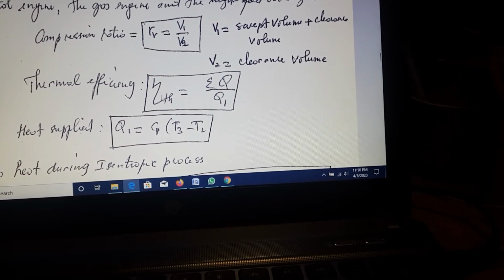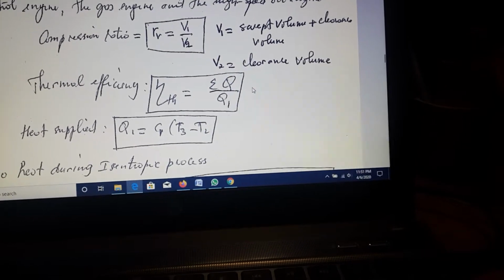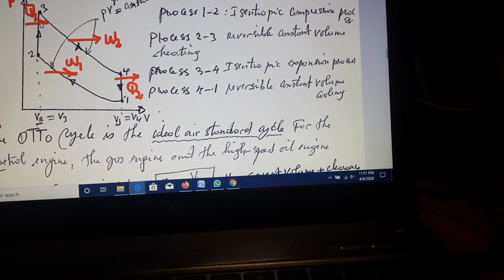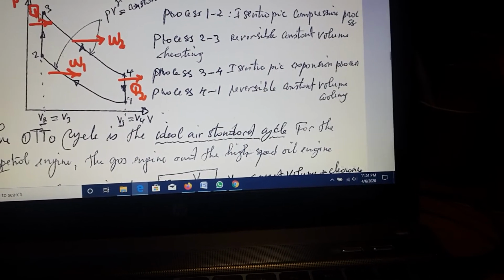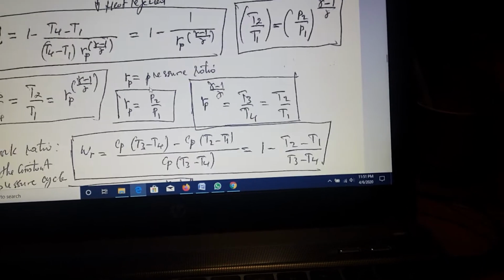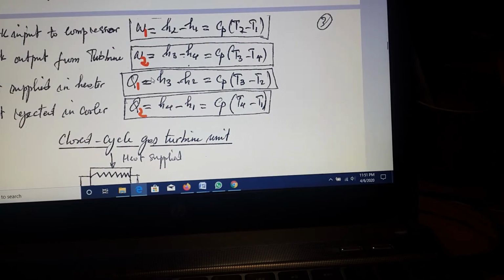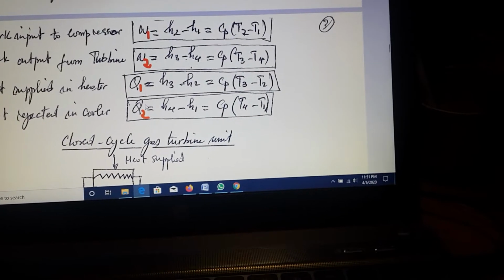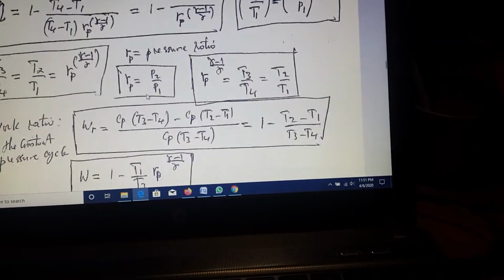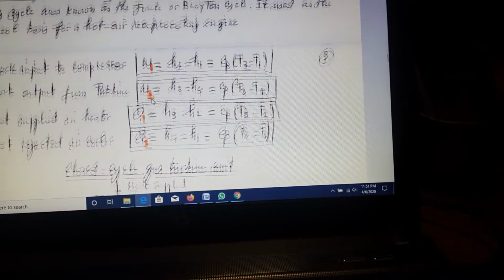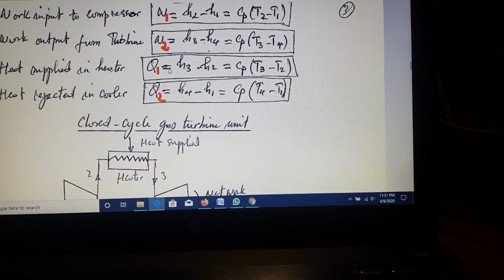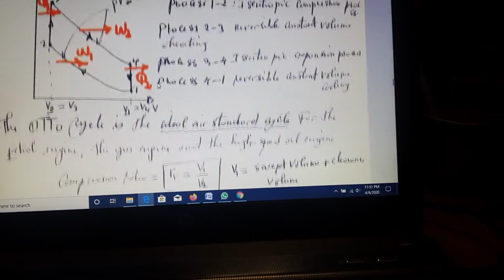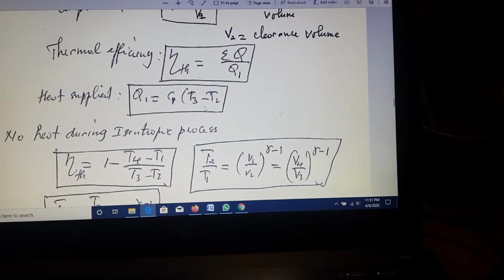The thermal efficiency is the sum of the heats, which means what you calculate with this one, and you add them. To get your Q1 and your Q2, you solve it in the same way you have here. It's the same way. Use the same formula, this one, to get your Q1 and your Q2. Okay, it's here, you see?